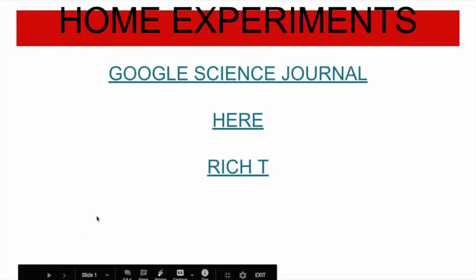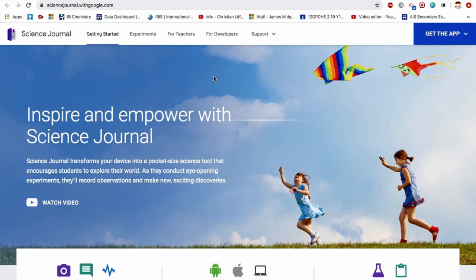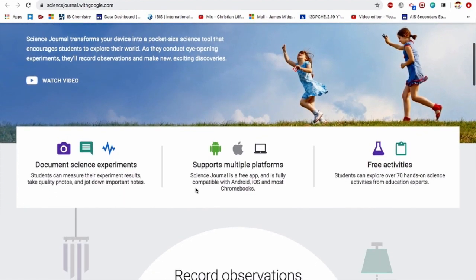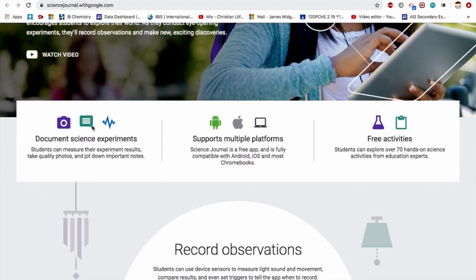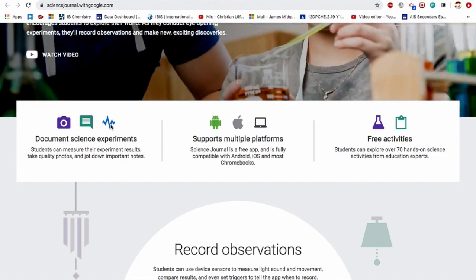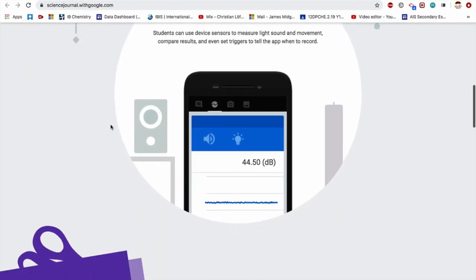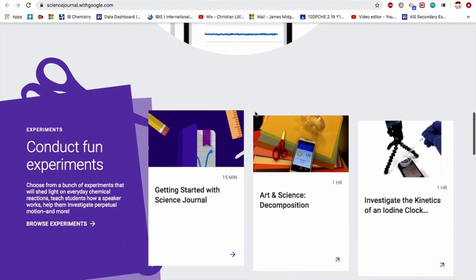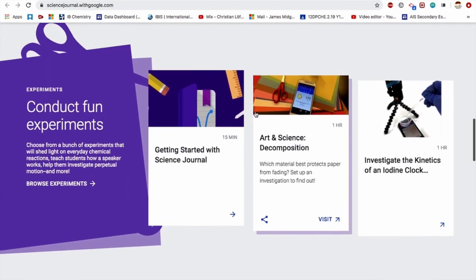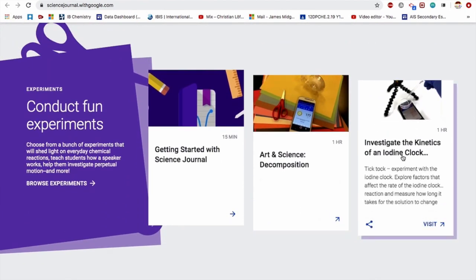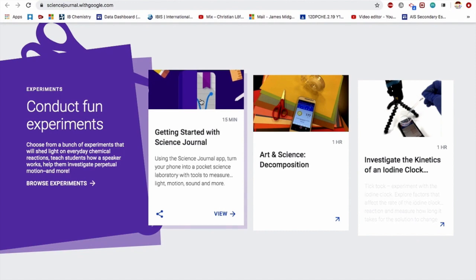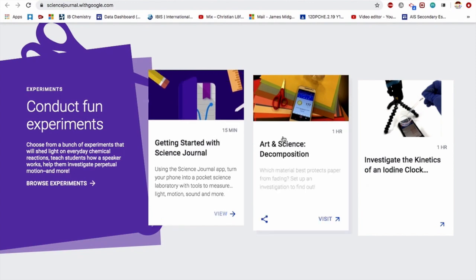Let's have a quick look what's available. Google Science Journal is quite useful. It has a light meter, and it also has a sound meter, which you can use. It's pretty cute on your phone. I've had a look, download it, have a look, see if you can use it. As soon as you start to do anything of any meaning though, however, kinetics of iodine clock, for instance here, it quickly falls apart because you don't have the chemicals at home.